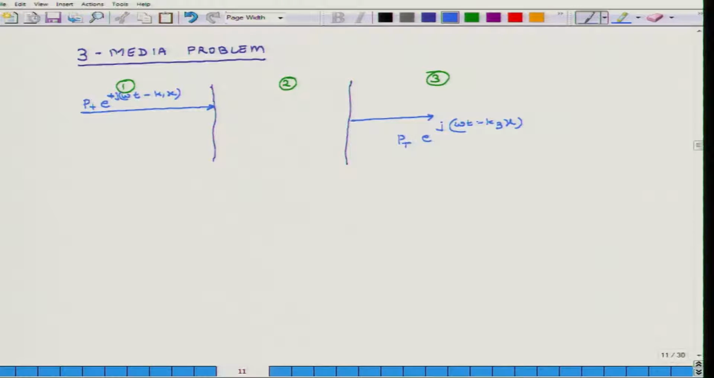What we are interested in understanding is what is this ratio Pt over P plus. The problem is that if we know P plus and we also know the properties of medium 1, medium 2, medium 3, and also the length of the intervening medium which is medium 2, then can we figure out the ratio of Pt and P plus. That is our fundamental problem. So, this is a 3 media problem because there are 3 media involved.